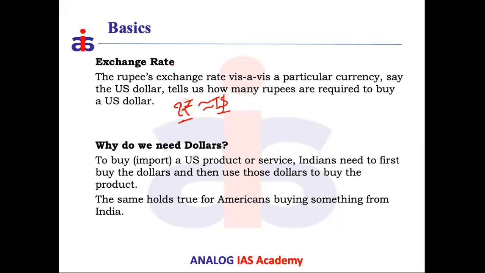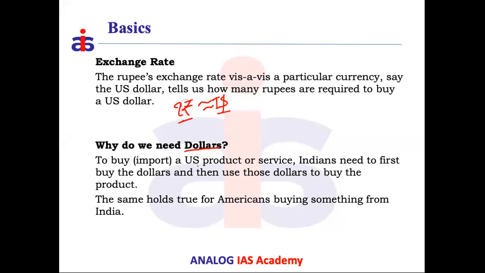The point here is, why do we need other countries' currencies? Take the example of the dollar, right? Why do we need dollars? It is because India is now a globalized economy. Globalized economy means our economy is integrated with other countries' economies and markets. A market is the place where selling and buying happen.